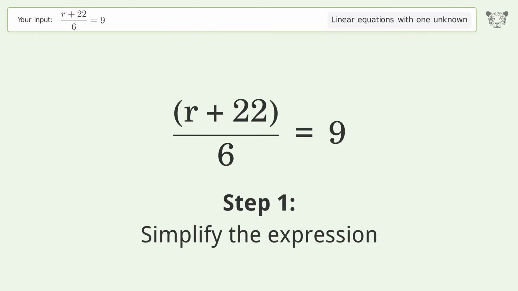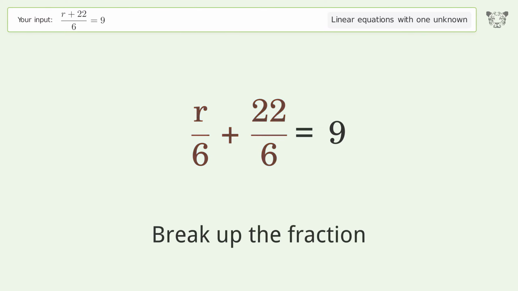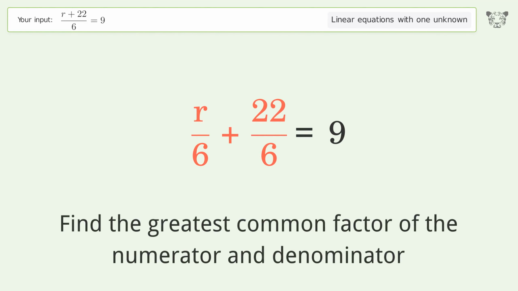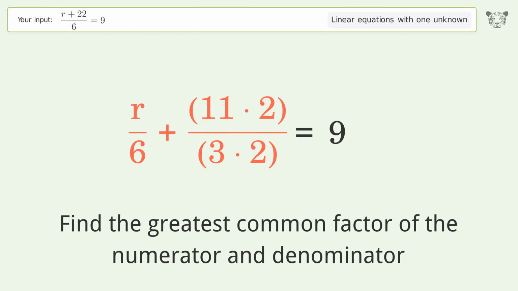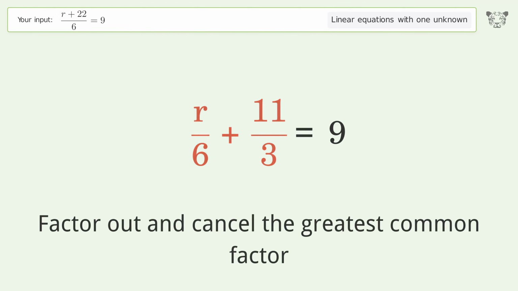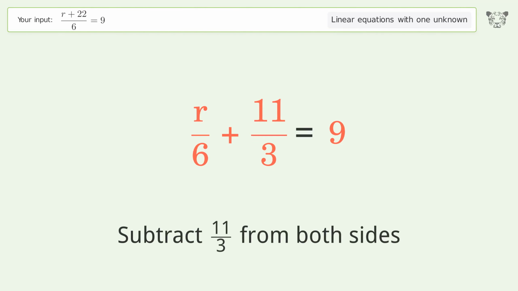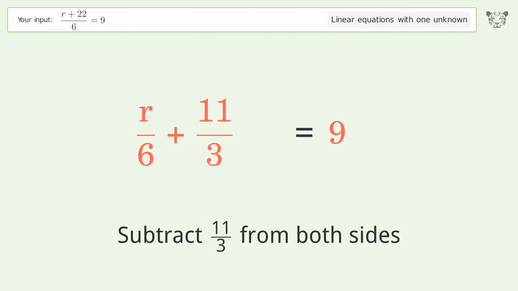Simplify the expression. Break up the fraction. Find the greatest common factor of the numerator and denominator. Factor out and cancel the greatest common factor. Group all constants on the right side of the equation. Subtract 11/3 from both sides.